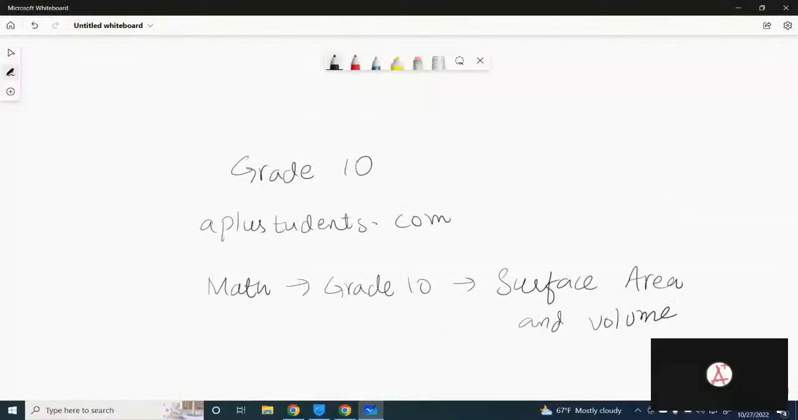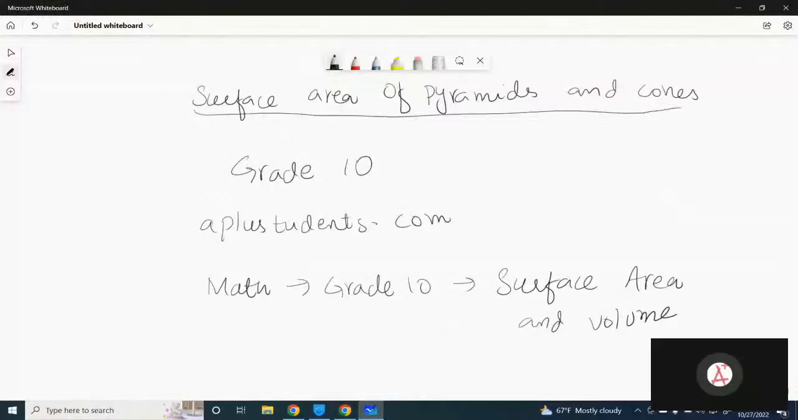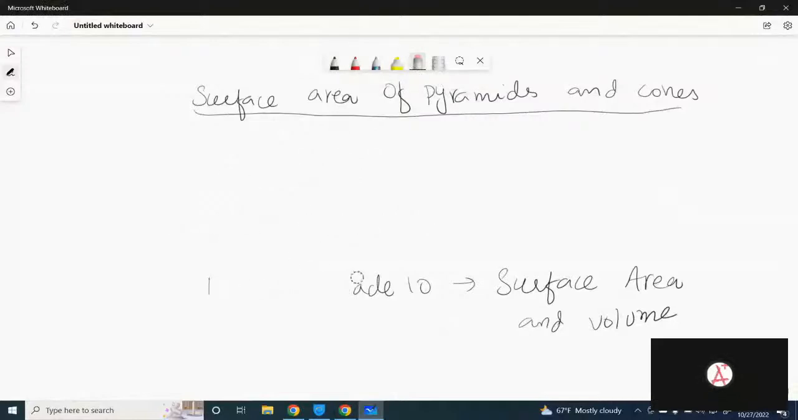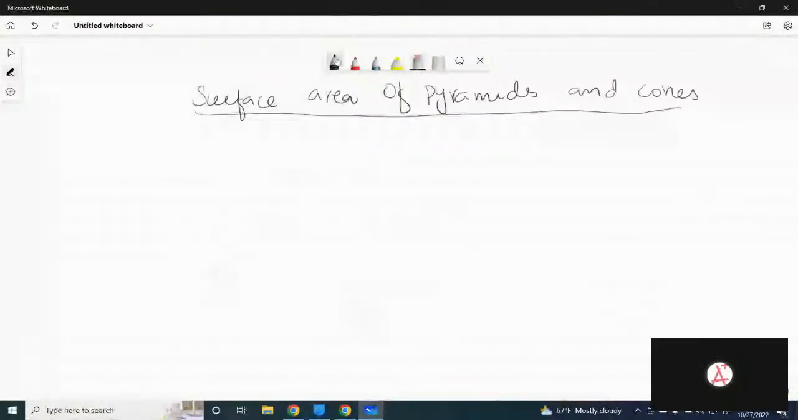So we're going to start with a topic that is surface area of pyramids and cones. Please make sure before starting the new lesson, you have your notebook and pencil so that you can note down the important points and examples as well. Got it? So let's start with surface area of pyramids and cones. Let's start with an example.